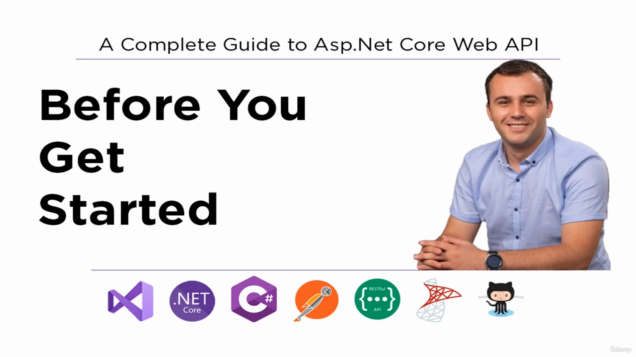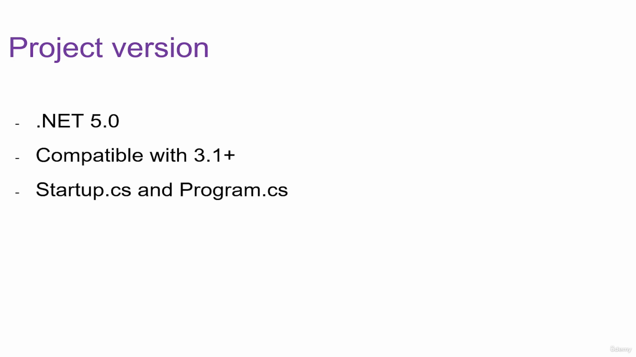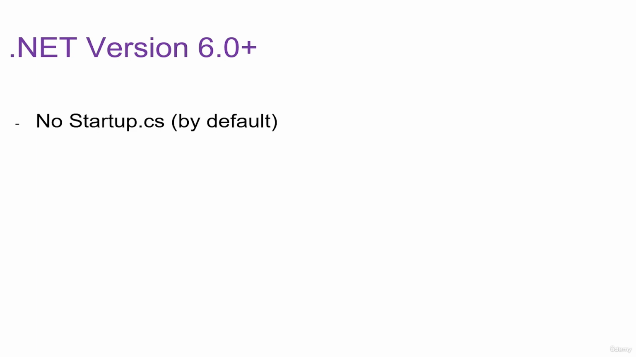This course was created using the .NET Core 5.0. The steps in this course are very similar to older versions of .NET, so it works with versions of .NET as far back as the .NET Core 3.1. However, there are some differences in the versions after the 5.0. In the earlier versions, there is a Startup.cs class and also a Program.cs. But starting with the .NET 6, Microsoft has removed this file, leaving only the Program.cs file.